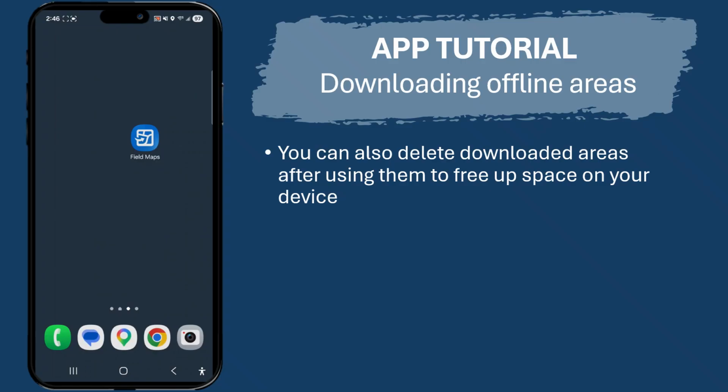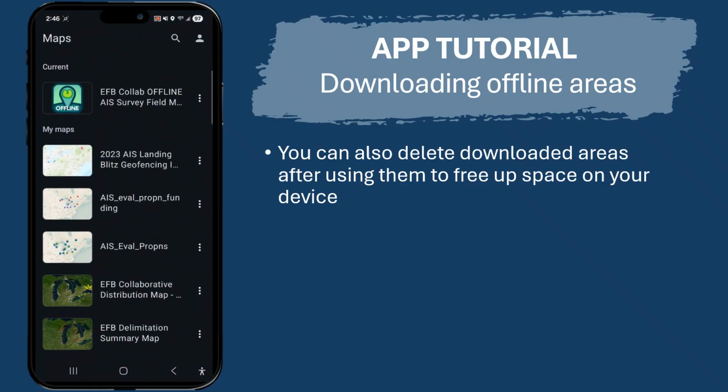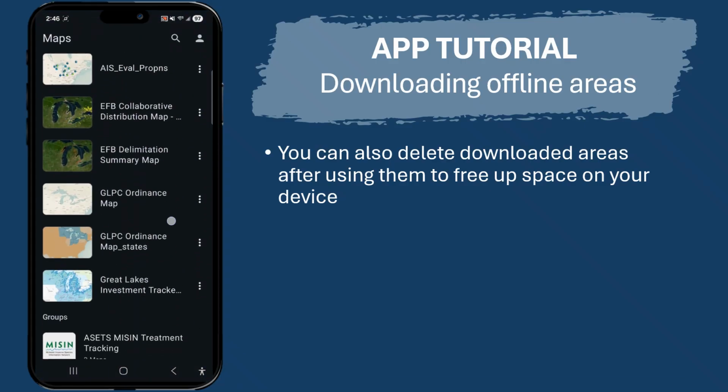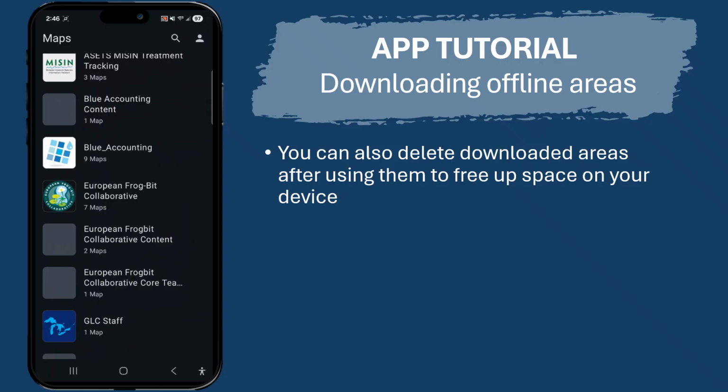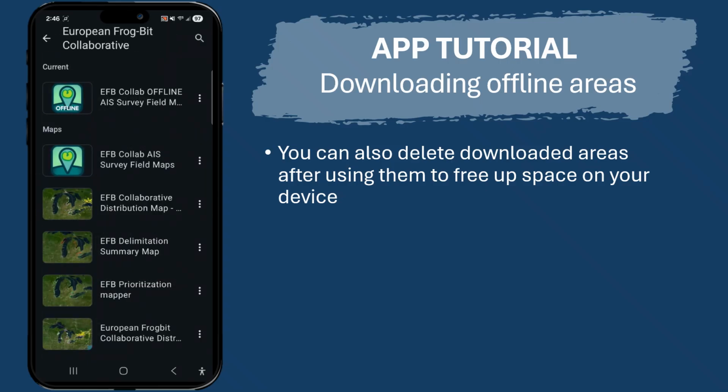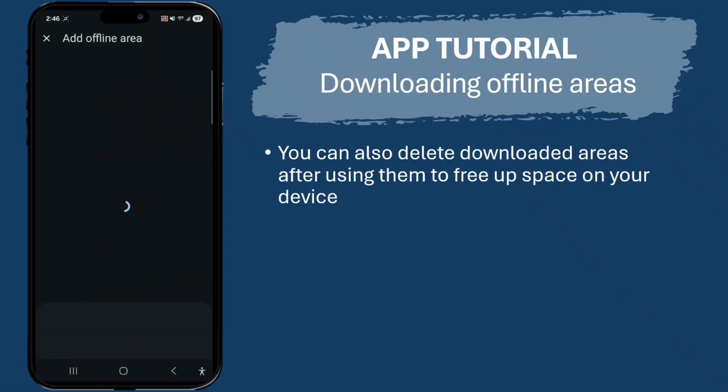All right, so we're going to open up Field Maps, and we're going to assume at this point you have access to the European Frogbit Collaborative group on ArcGIS. And now there are two delimitation maps. There's one for offline use and one for online use. And the one for offline use, you will be able to download an offline area by clicking Add Offline Area.